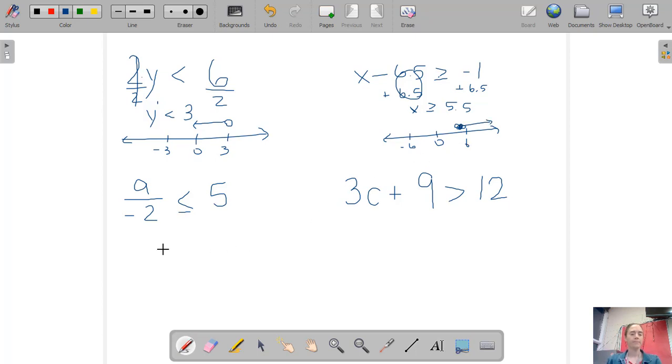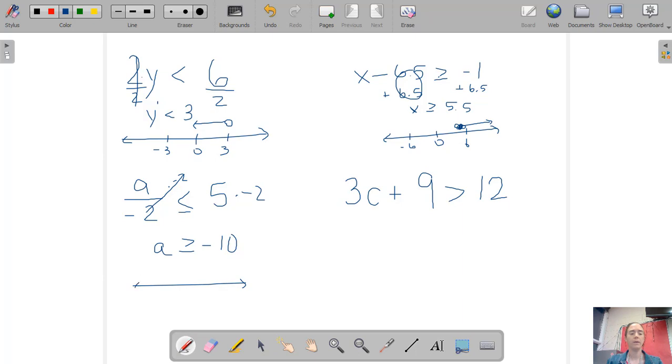All right, so here's the one where it's a little different from equations, because we have a negative that we're going to multiply. If we multiply both sides by -2, then -2 over -2 is 1. Because I multiplied by a negative, and it's the same if you divide by a negative, we have to flip that inequality. That's going to be greater than or equal to -10.